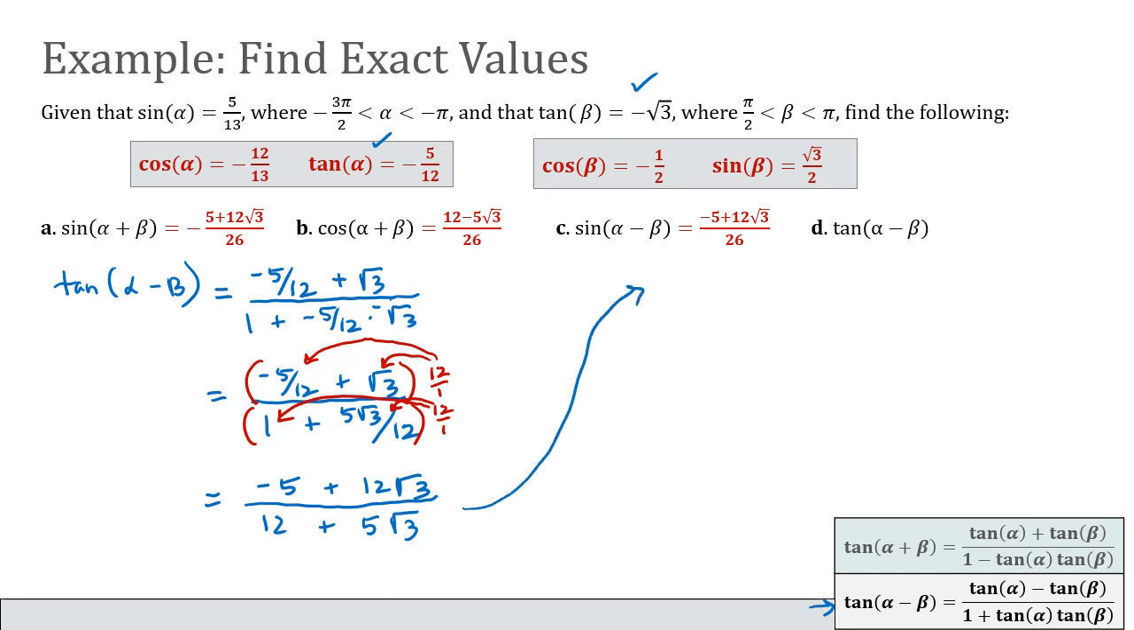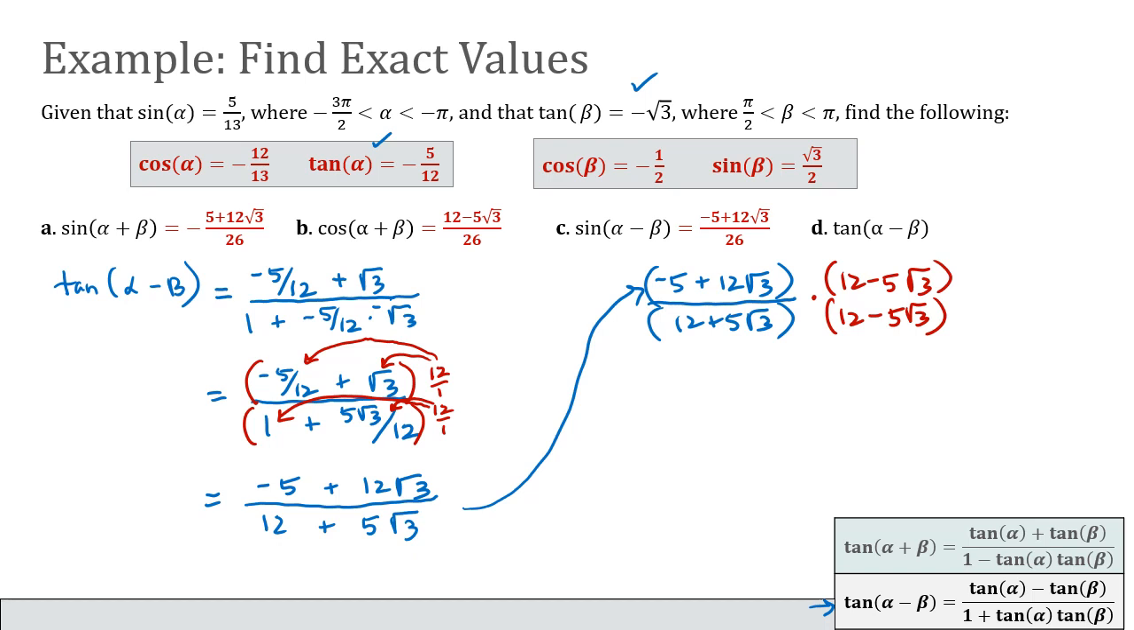Okay, I'm going to move to the next space here because this is going to take a little bit of room. So I'm going to take -5 plus 12 root 3, and I'm going to write down the 12 plus 5 root 3. The conjugate of that denominator is the exact same thing, only instead of a plus, there's going to be a minus there. And I'm going to do that on the bottom, and I'm also going to do that on the top. And I'm going to have to FOIL this out. So what does that equal?